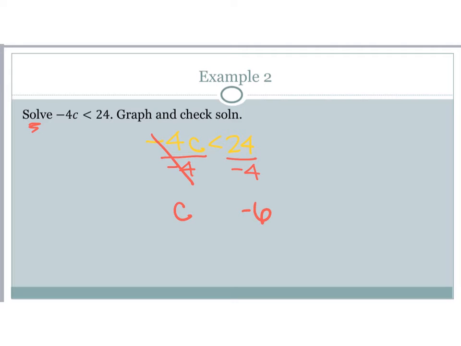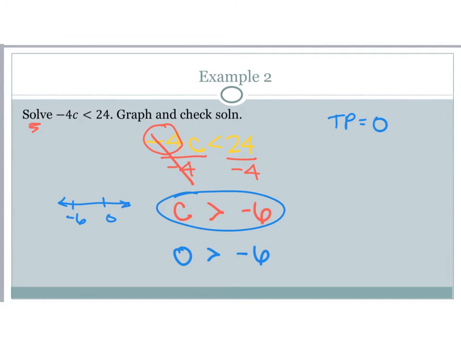Now, on the previous slide and on the second slide, we talked about if we divide or multiply by a negative number, which in this case, I just had a -4, so I divided by that -4, I have to reverse my inequality. And I'm going to pick a test point just to prove out why. If my test point is equal to 0, if I plug in 0 for c, I get 0 is greater than -6. On a number line, 0's up here, -6 will be over here. 0 is in fact greater than -6. This tells me that c truly is greater than -6.